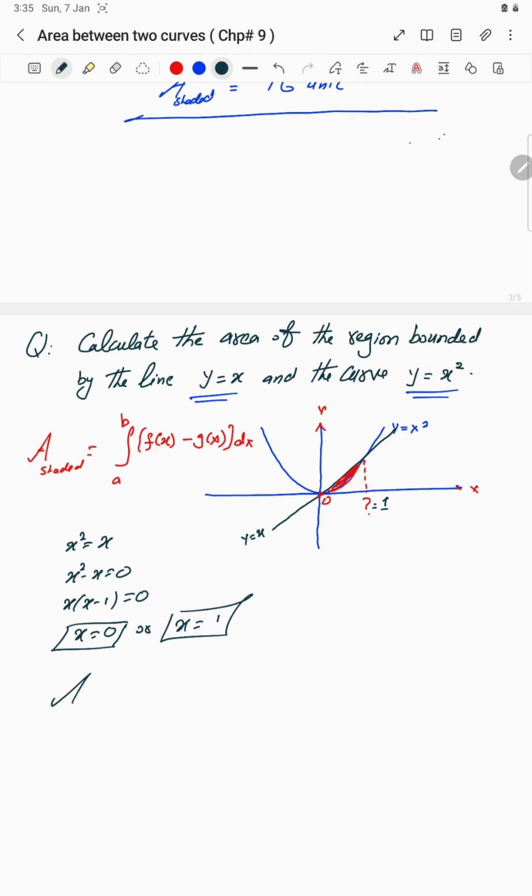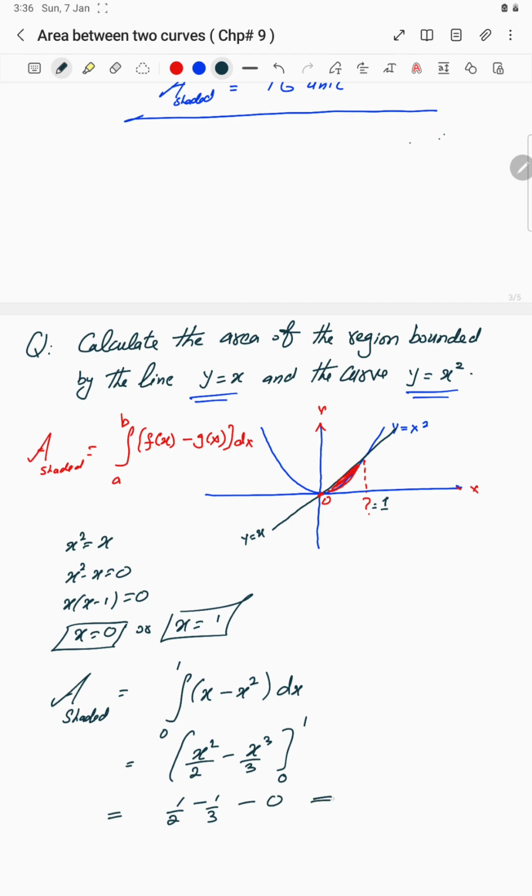So now it's a simple case. We need to apply the formula written above, from 0 till 1 of x, because the line is lying above, on top of the shaded region. So that is x minus x square d of x, and by simple integration, x square by 2 minus x cube by 3, by applying the basic rule of integration, we get 1 by 2 minus 1 by 3 minus 0, that comes to be 1 by 6 units square. That is the required area.